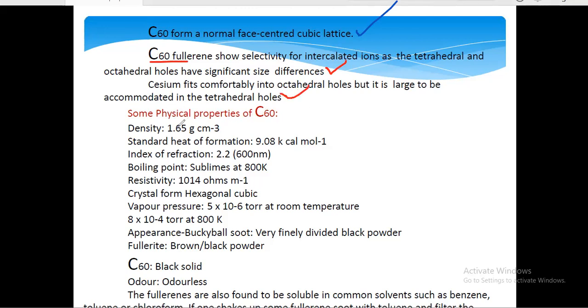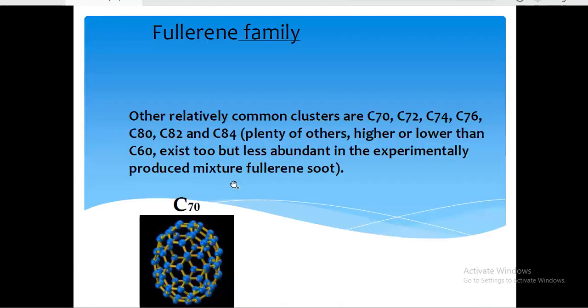These are some physical properties of C60. Its density is 1.65. Its standard heat of formation is 9.0 kilocalories per mole. The refractive index is 2.2 if the incoming wavelength is considered as 600 nanometers. The boiling point, that is the sublimation, takes place at 800 Kelvin, and the resistivity is 10^14 ohm meter. Yeah, rho is equal to RA by L, so it's like this.